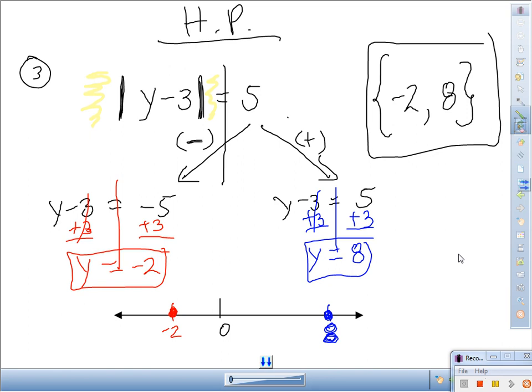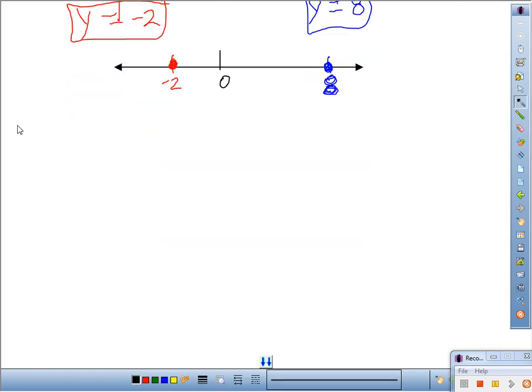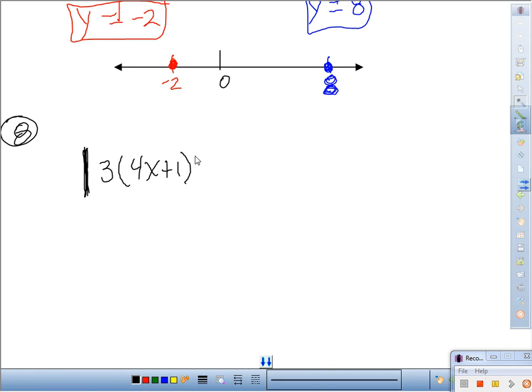All right, so now I'm going to go over number 8. Here it goes, number 8 from the home plate. Let's see, read me that one, please. Absolute value of 3(4x + 1) equals 23. So I'm going to do the line down once again to get started.